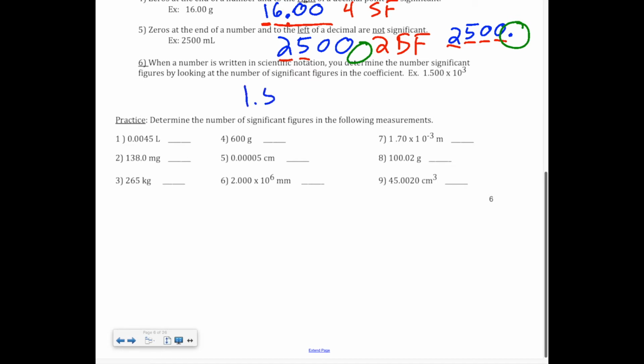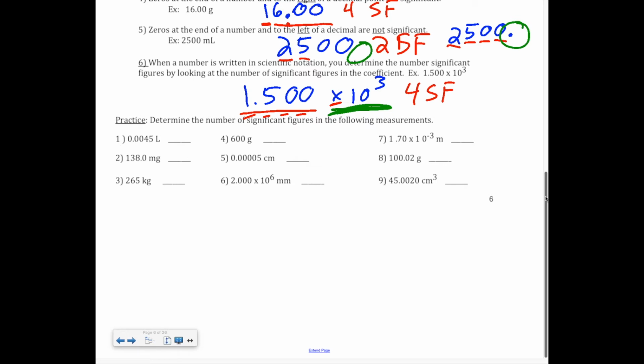Therefore, 1.500 times 10 to the third, or 10 to the whatever, that's what scientific notation looks like. This is called the coefficient right here. Anything to the left of the x, of that x right there, is significant. So that would be 1, 2, 3, 4. So that one has 4 sig figs.